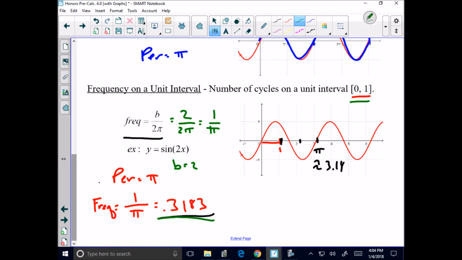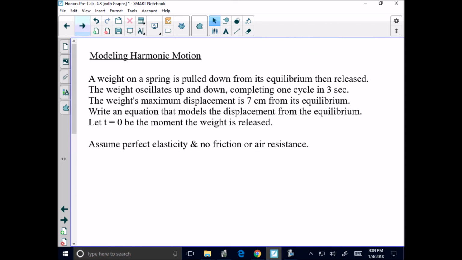Now right here, in general, what we're going to see from these harmonic motions is either the period length given to us in the problem, or we're going to be told the frequency that we see from a cycle. In other words, how much of a cycle we get through in a particular amount of time, or how many cycles we get through in a particular amount of time. So right here, what we're going to do is take a look at some word problems.